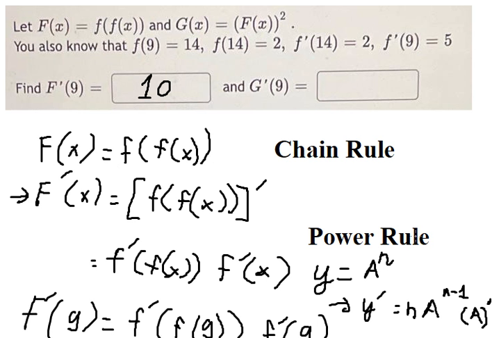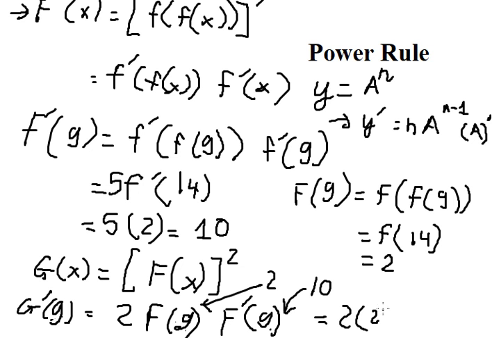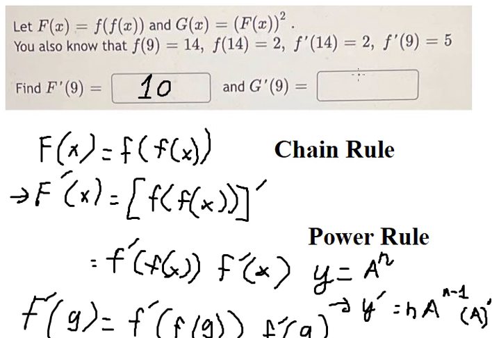F of number 9, that is about 14. F of number 14, that is about number 2. So this value in here is about number 2. So we multiply three numbers together and we have 40. And we need to write 40 in here. This is the end. Thank you for watching.